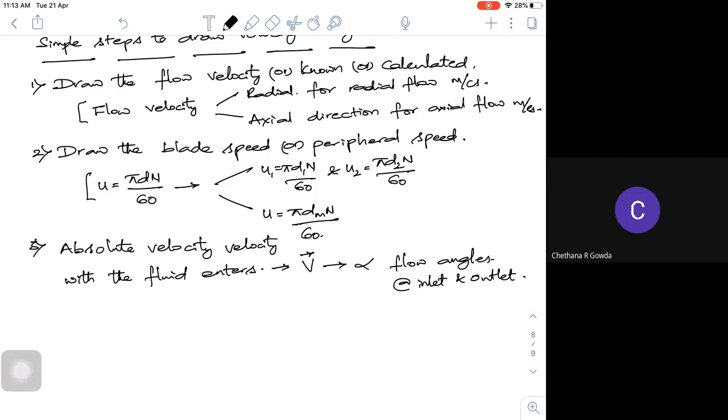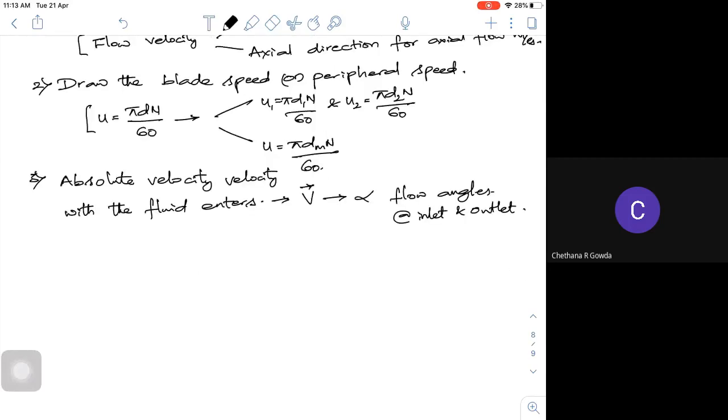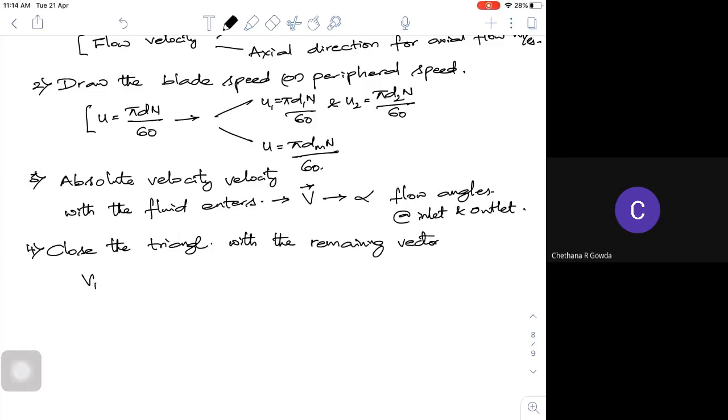Then at the last, once you have drawn this V and U, close the triangle with the remaining vector. Fine. And that vector is your VR, which is your relative velocity.